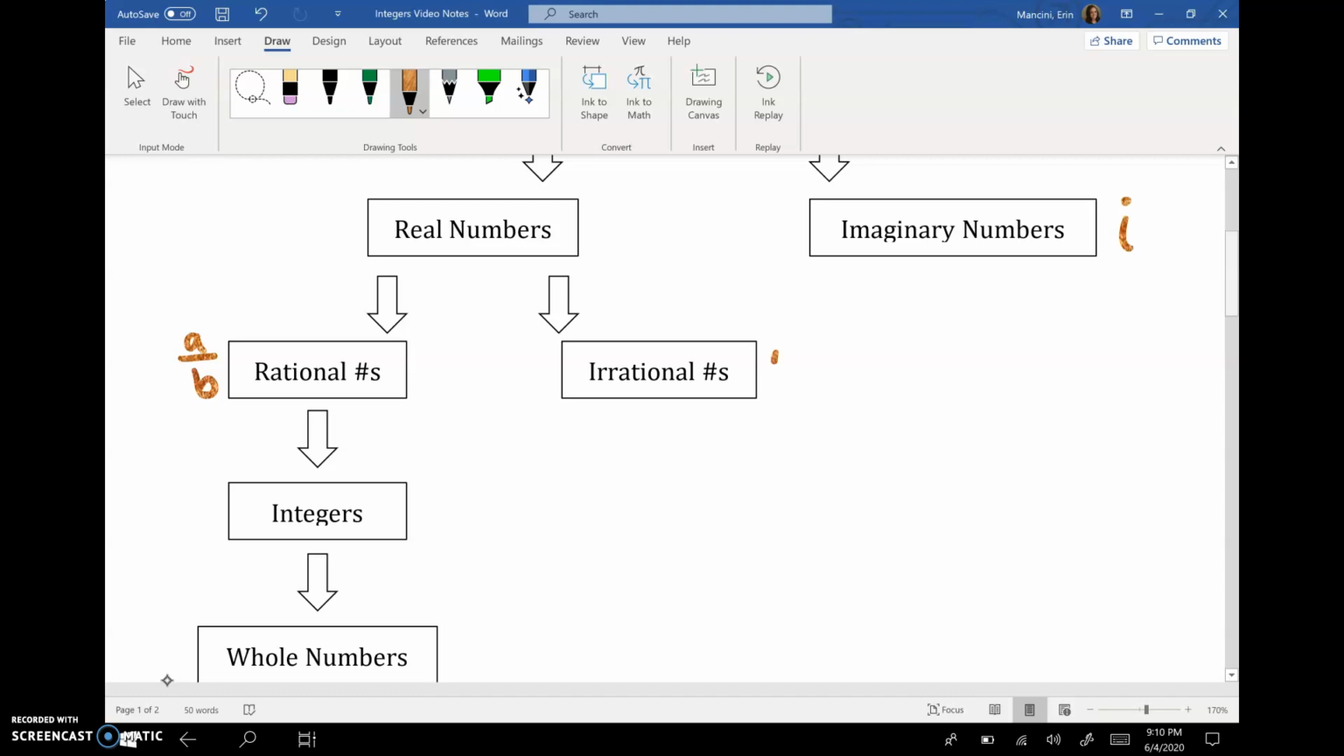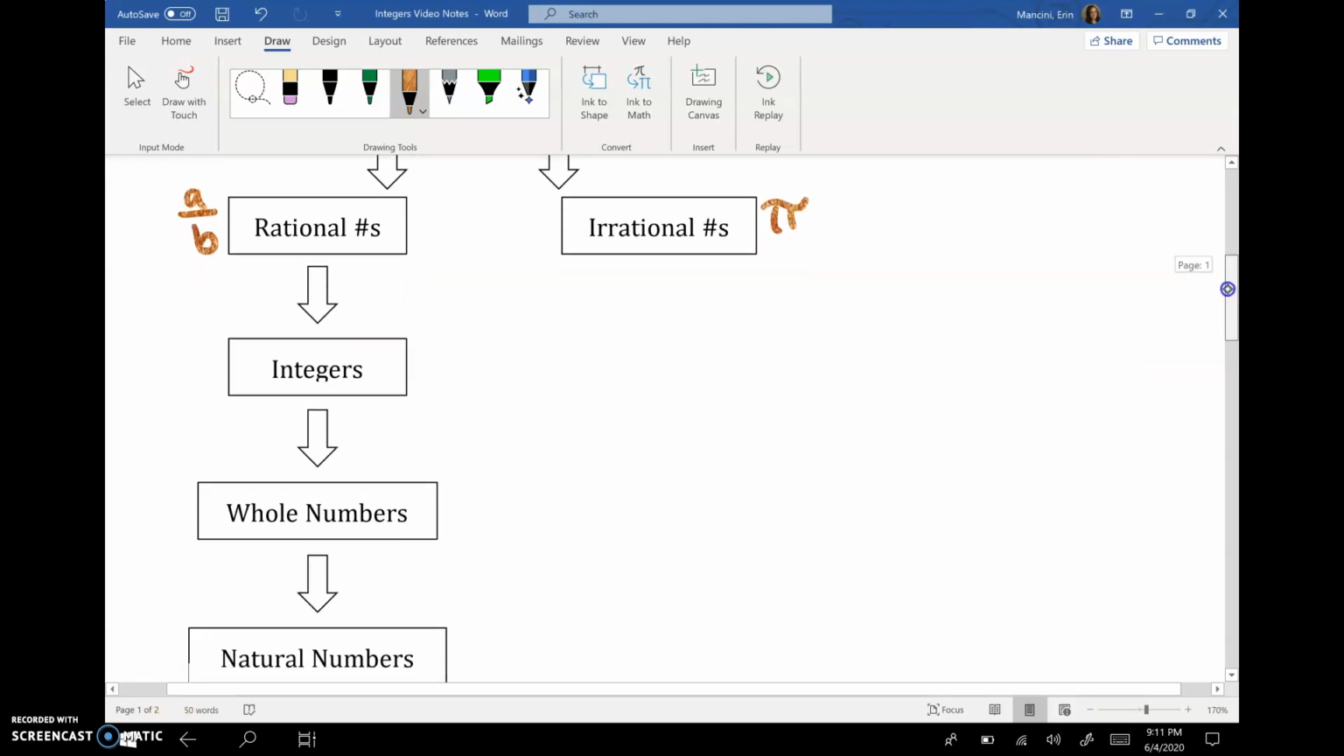An irrational number would be something like pi, okay, which is a decimal that never ends. So 3.14 goes on forever and ever and ever infinitely. So we're not going to talk too much about irrational numbers today, but pi is one of the popular ones that you talk about in high school and on in geometry.